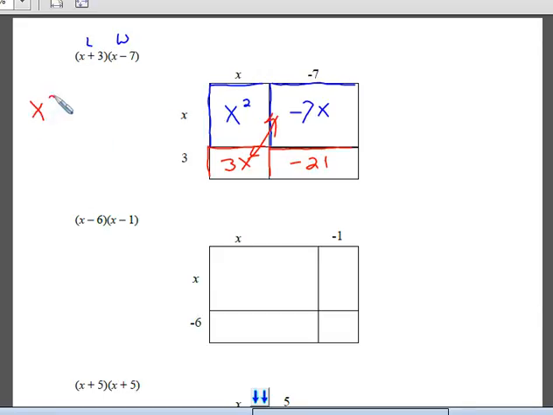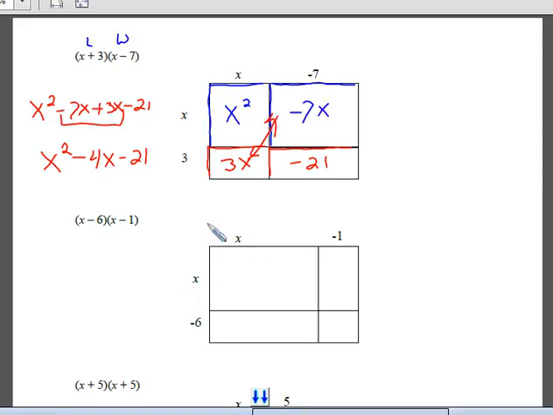So I've got x squared. It doesn't matter what comes next, either minus 7x or plus 3x, whichever one, so I'll do minus 7x. This is a positive 3x, so plus 3x, and then minus 21. Combine your like terms, negative 7x plus 3x is negative 4x. And there's your answer.